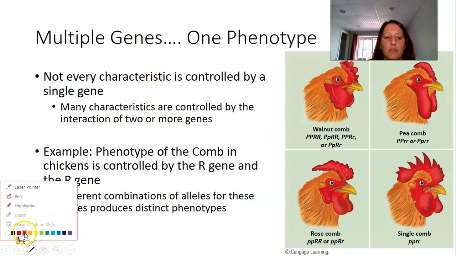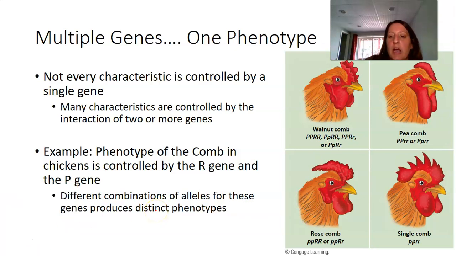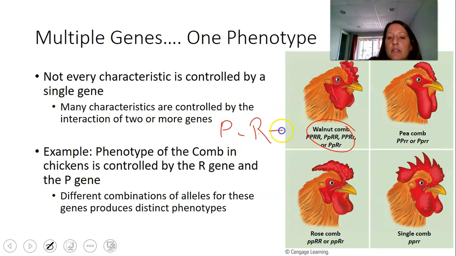And actually, I just want to make sure that we understand this really quick. We could have done all of this shorthand, and we could have said any chicken who is big P dash, big R dash is going to have the walnut comb. What that tells us is that it doesn't matter what the second P or R allele is, whether it's dominant or recessive, because the chicken will have the walnut comb.